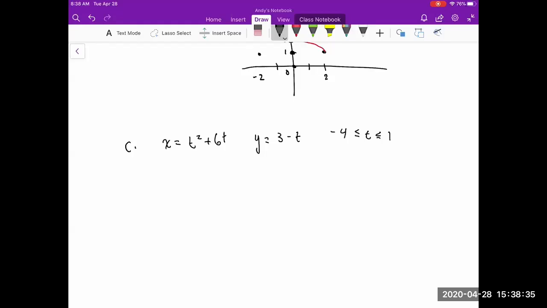Well, let's see. Yeah, so what I'm going to do here, and this is an idea I gave us when we first took a look at parametric curves. You can solve for t in one equation and plug it into the other one. So in this case, we don't want to solve for t in the first equation because there's a square there on t. But for the second equation, if you just subtract y to both sides and add t to both sides, you end up with this. t is equal to 3 minus y.